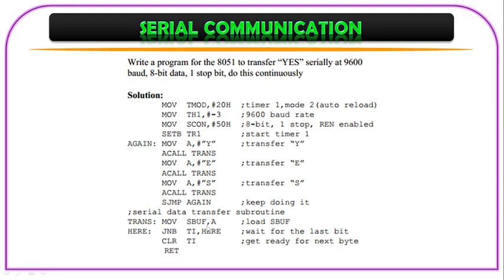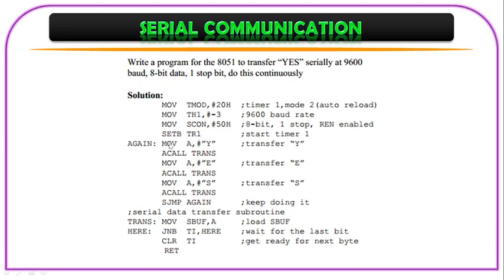Now here a few more characters are being transferred. Write a program for 8051 to transfer three characters, YES, serially at 9600 baud rate, 8-bit data, once. Do this continuously. So the same initialization, except that your timer count is -3 because the baud rate is 9600, double that. Instead of -6 it is -3, and the other things are the same.